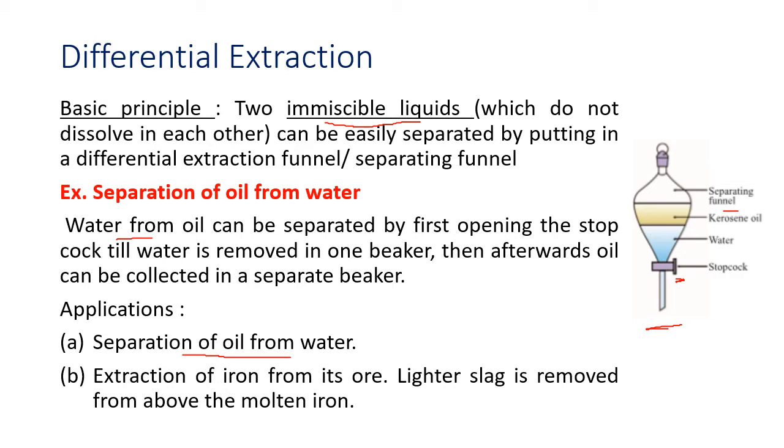This is also used for extraction of iron from its ore. How do you separate the iron? You will see in the lesson on metallurgy. But what is done here is, iron is first melted at very high temperatures. And when you melt it, the heavier iron settles at the bottom and the lighter slag at the top. And then we can separate the two.